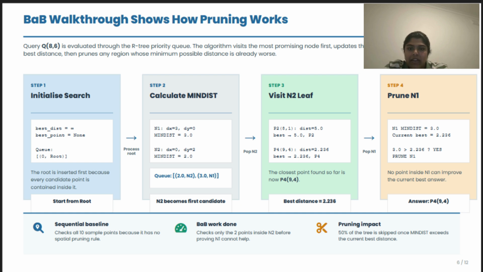As this slide states, no point inside N1 can improve the current best answer. We prune N1 entirely. P1, P3, and P5 are never checked. Sequential scan checks all 10 sample points. Branch and bound checked only 2 points and proved N1 was useless with a single comparison. 50% of the tree was skipped, and on 150,000 real parking spots, this effect is what produces the 85 times speedup.